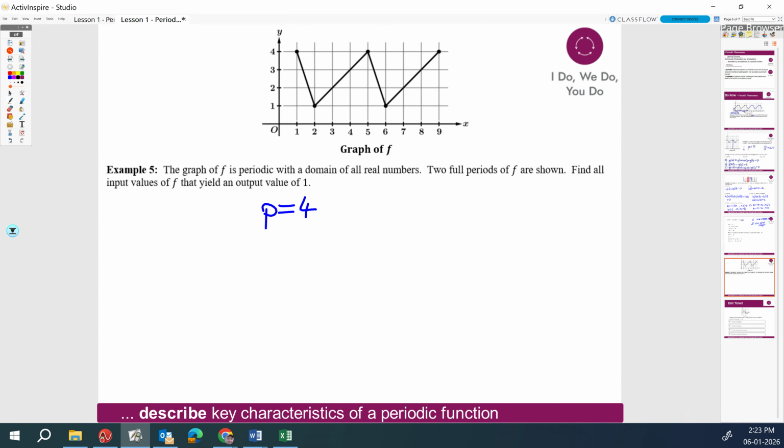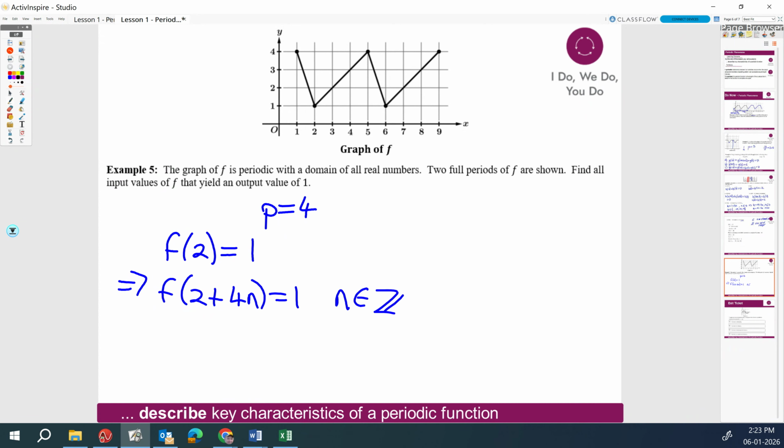Then we find the first x value that will give us an output value of 1. So we can see that f of 2 is equal to 1, which means that f of 2 plus any multiple of the period is also equal to 1, where n is an integer. So just read the question. What do we have to do? Find all the input values.